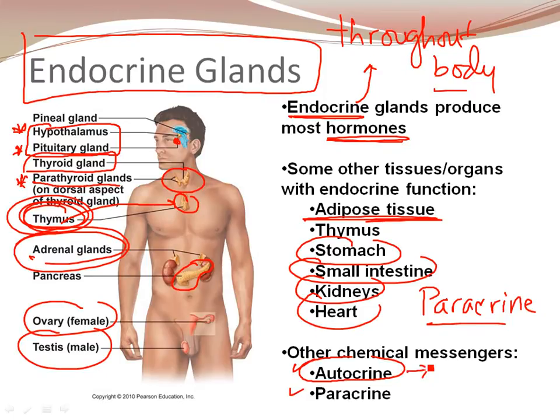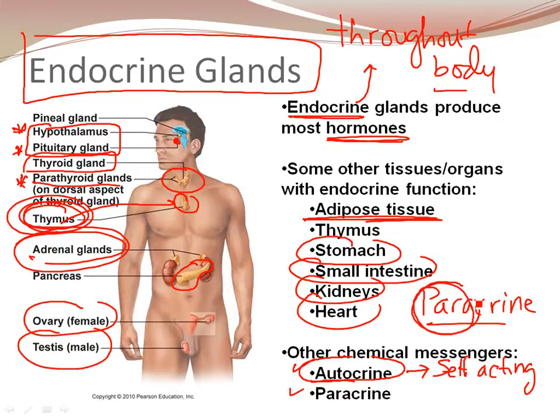Autocrine, auto means self. These are self-acting chemical messengers, which is kind of strange to think about, but there are cases, many cases, where cells secrete a chemical and then that chemical turns around and actually acts on that same cell and causes some type of response. And I know that sounds kind of strange. That's just the way it works, and those are called autocrine messengers.